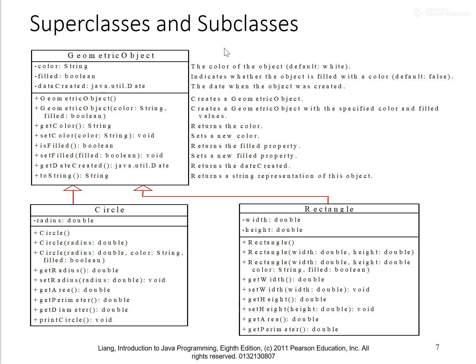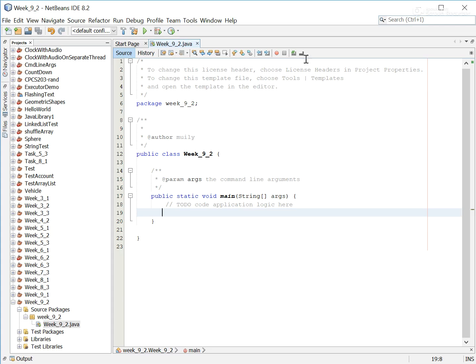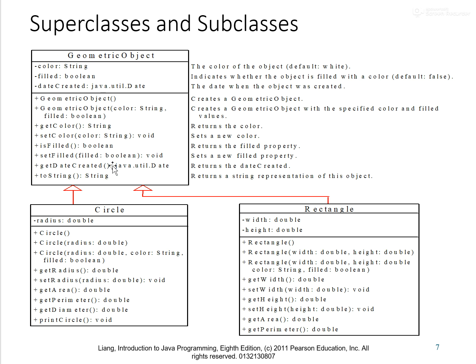So what we do is I already made a project. I call this one week 9.2. And instead of starting or doing anything in the main method, we are going to begin coding from the class at the top over here. You can see the other two classes are circle and rectangle. And you can already see the relationship between these classes.